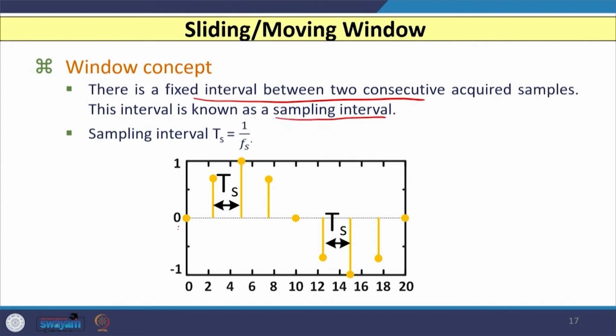So, here this is my first sample, this is second, third, fourth, fifth and so on. You can see the interval between first and second is Ts, between second and third is also Ts and so on. So, that is fixed. How do you obtain the sampling interval Ts? It is simply the reciprocal of the sampling frequency Fs.